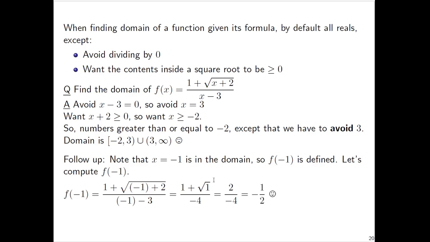So we got a number. We got a real number. We never ended up rooting a negative. In fact, by plugging in x as negative 1, the thing that we rooted had simplified to be a 1. So we rooted the number positive 1.